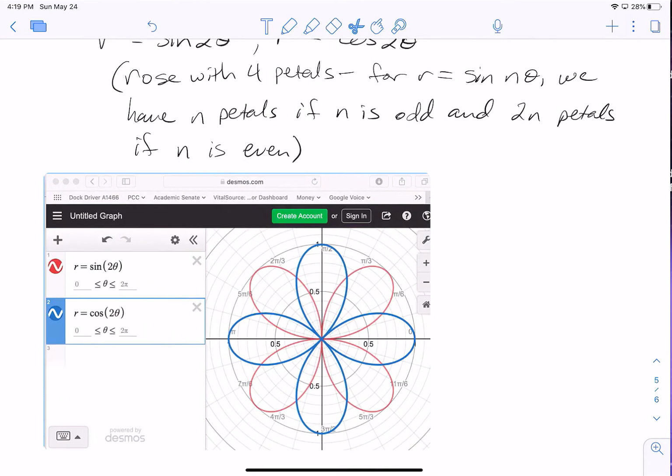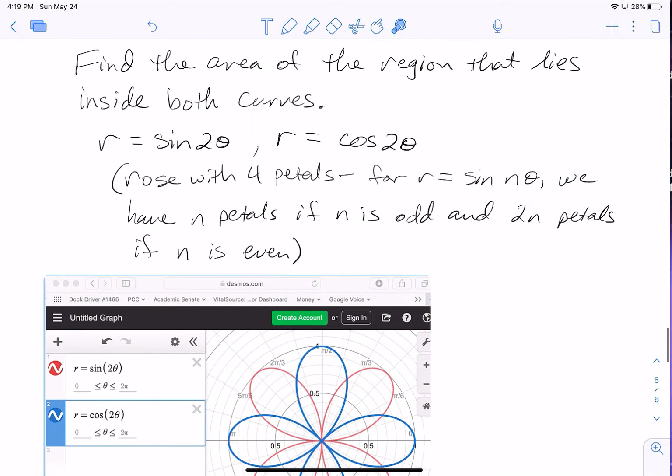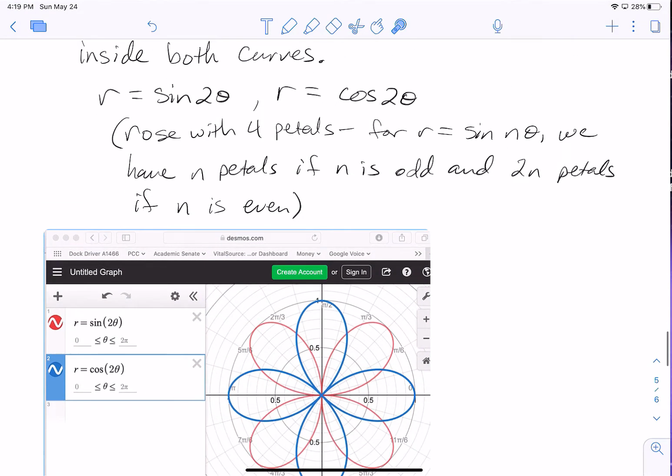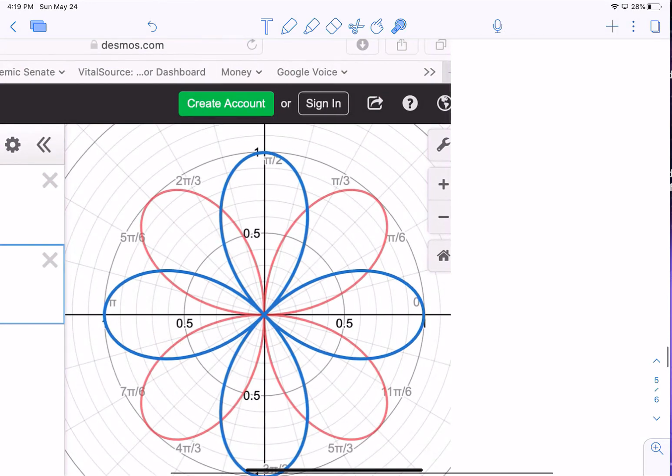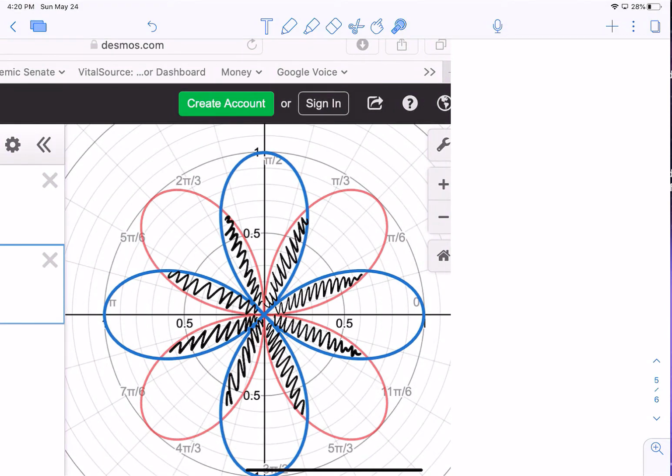Now we're looking for the area that lies inside both curves. So we want what's inside the blue and simultaneously what's inside the red. In other words, we want the portions where the two curves overlap. Or more accurately, we want the value of the total overlapping area.